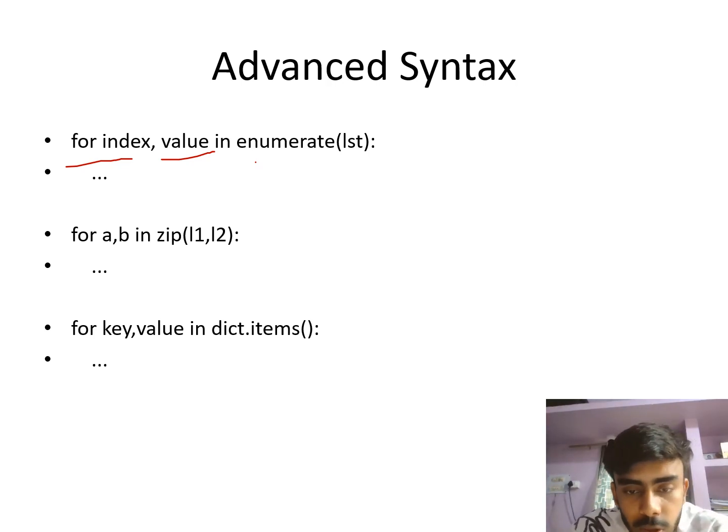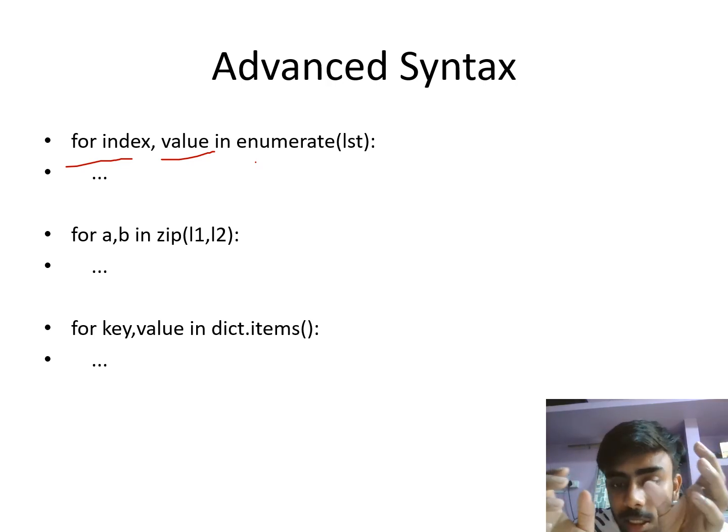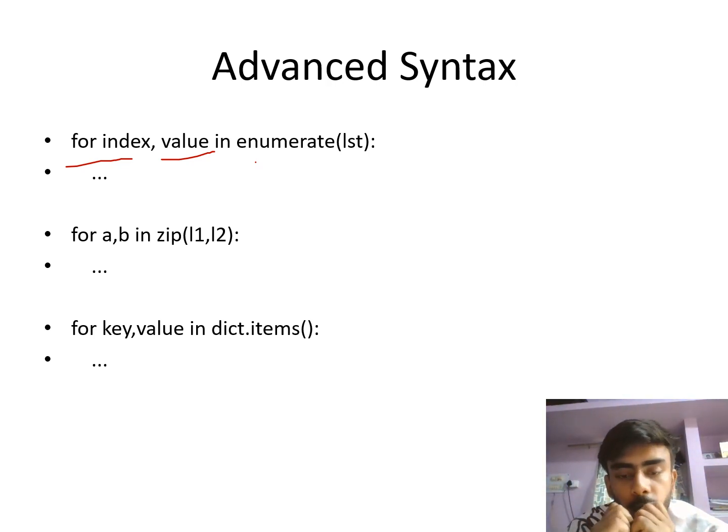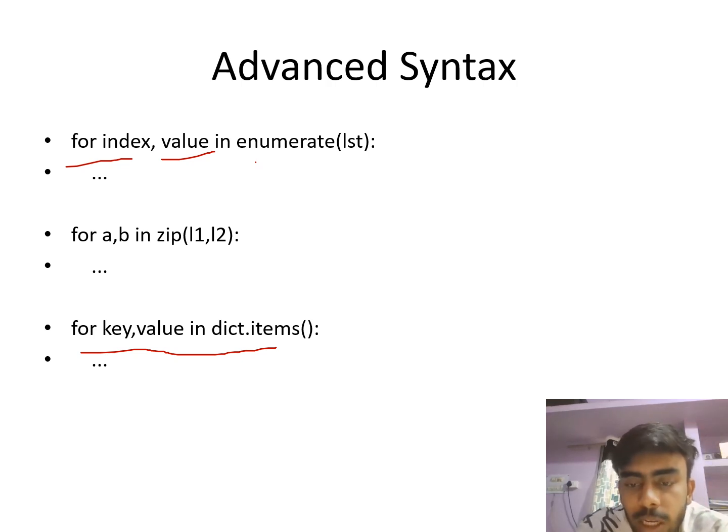What does zip do? Over here, zip combines two or more iterables into pairs. It will combine two or more iterables, two or more lists, into one pair. Then what does dict.items do? It returns all key value pairs of a dictionary. So it will return you all the keys and value pairs of your dictionary. If you have created any dictionary, and you write code like for key, value in dict.items, what will it return? It returns all key value pairs of the dictionary. So I hope you understand this one also. Now come to the next part.